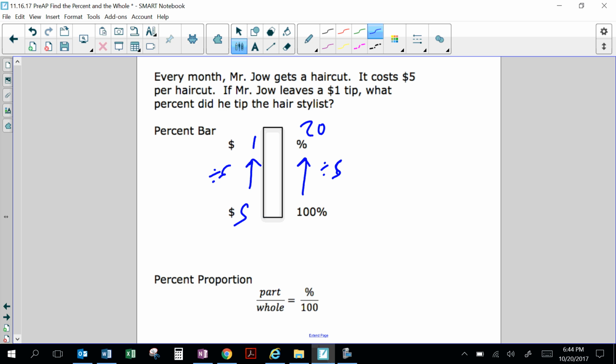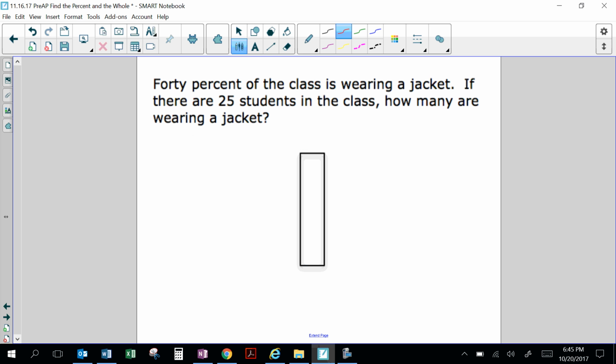What if I left $2? To turn 5 to 100, times 20, times 20. So I would have left a 40% tip. Yay, I'm tipping people big. I'm a baller.